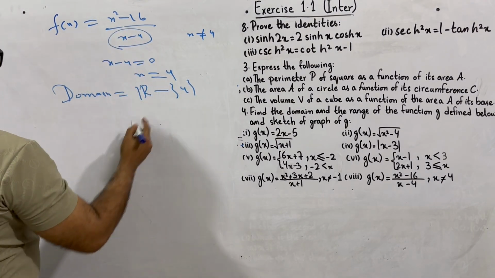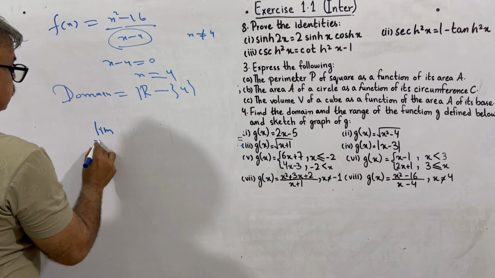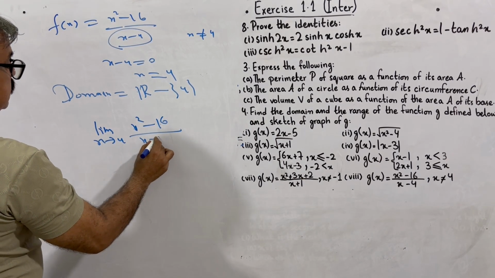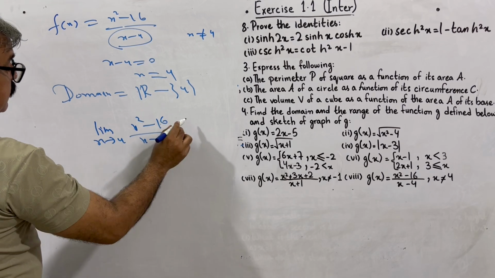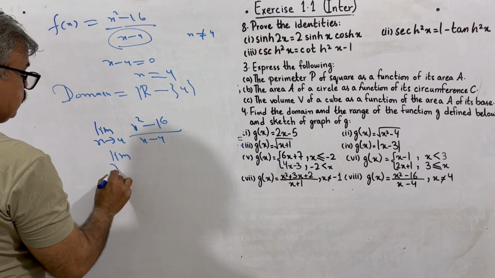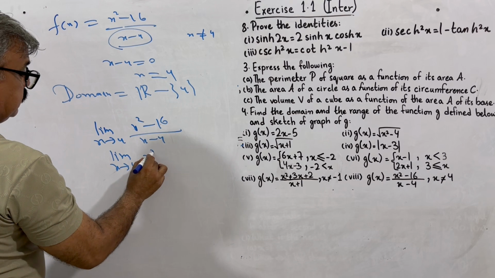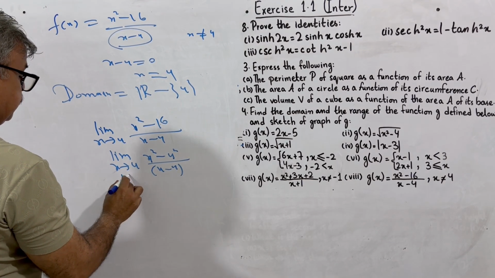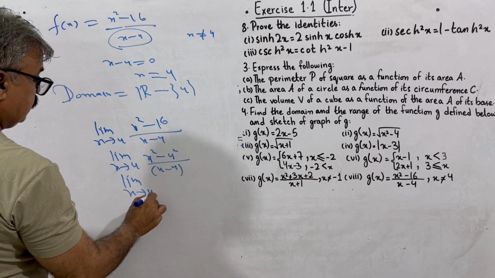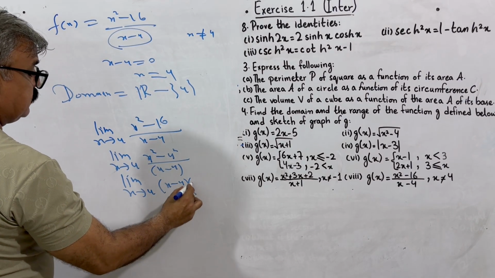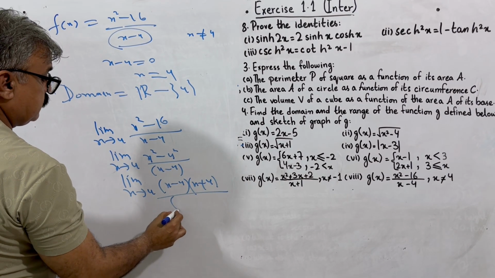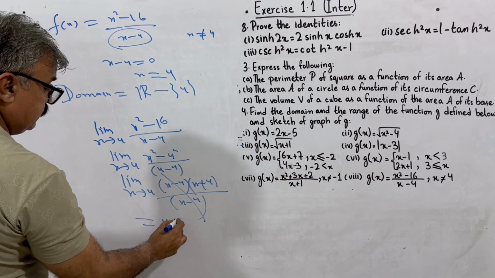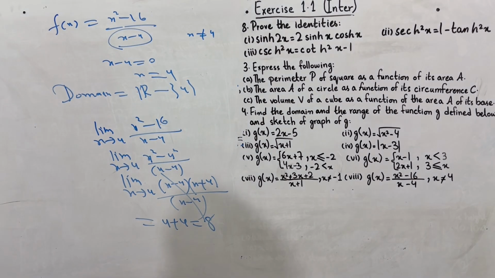Find its limit value at x equal to 4. Limit x tends to 4 of x squared minus 16 over x minus 4. It is a difference of two squares, so it becomes x squared minus 4 squared over x minus 4. We have x minus 4 times x plus 4 over x minus 4, which cancels out. Put in the limit: 4 plus 4 is equal to 8.